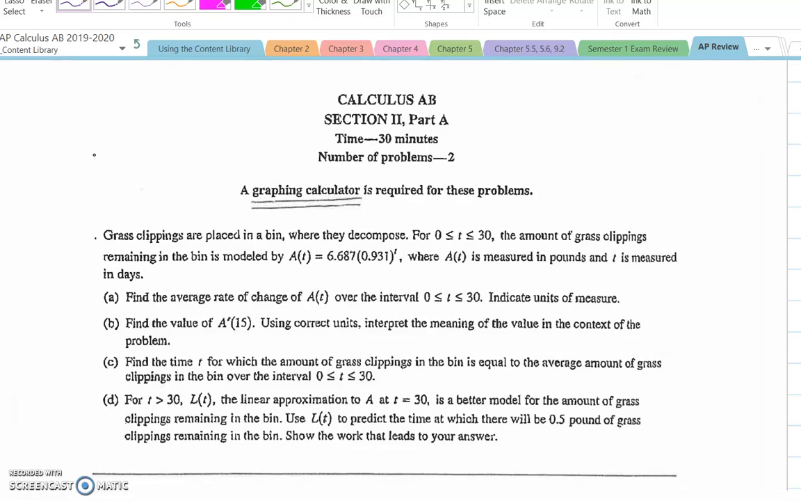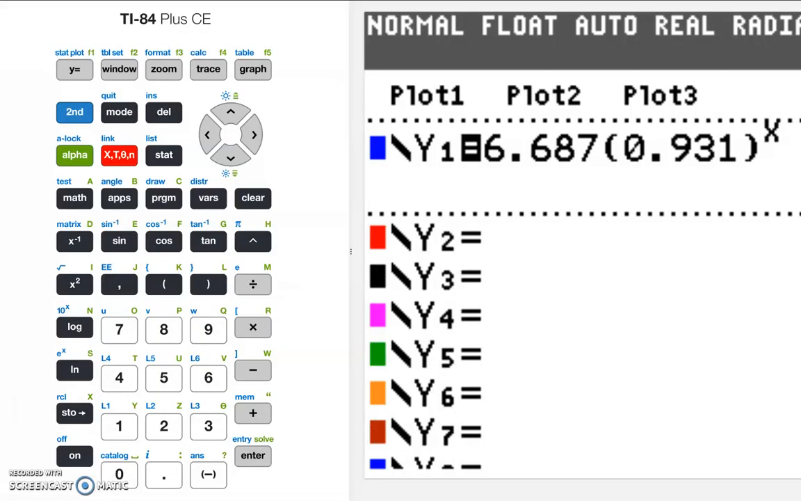Grass clippings are placed in a bin where they decompose. For 0 less than or equal to t less than or equal to 30, the amount of grass clippings remaining in the bin is modeled by this function where A of t is measured in pounds and t is measured in days. I'm going to plug that function into my graphing calculator. So my function is in y1, and part A says find the average rate of change of A of t over the interval 0 to 30 and indicate units of measure.